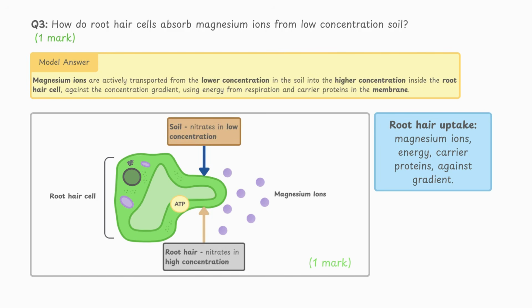So the answer is, magnesium ions are actively transported from the lower concentration in the soil into the higher concentration inside the root hair cell against the concentration gradient, using energy from respiration and carrier proteins in the membrane.